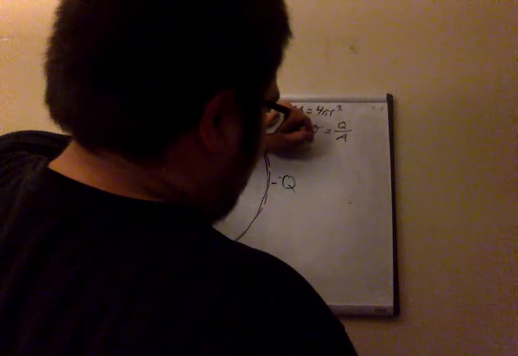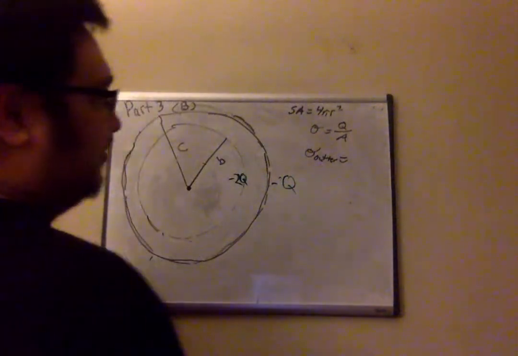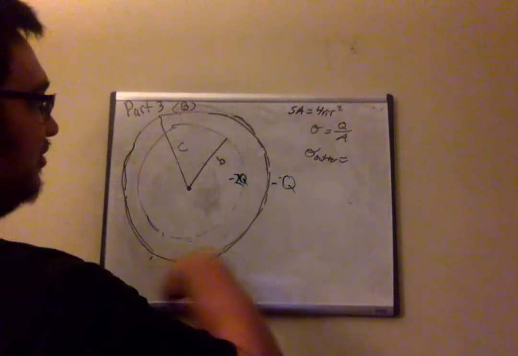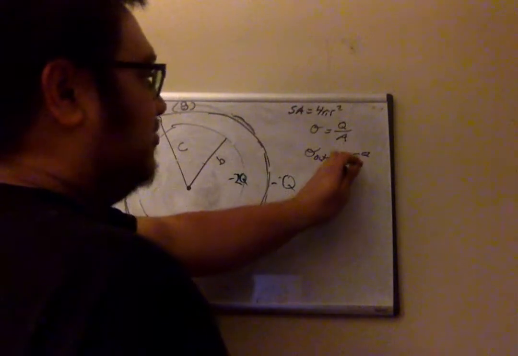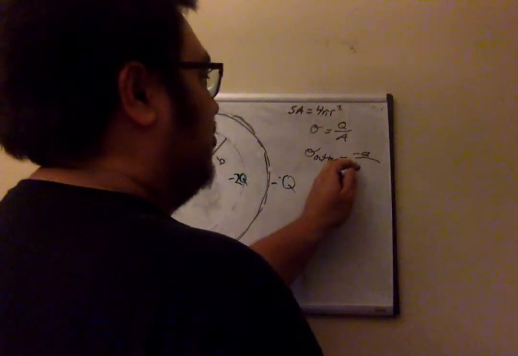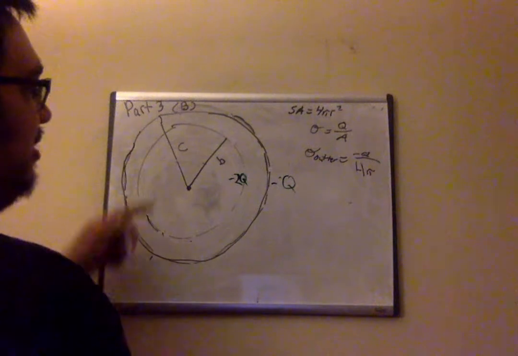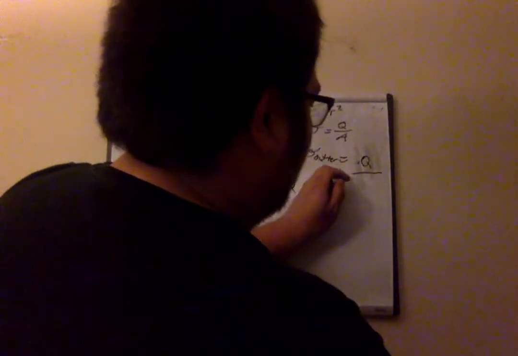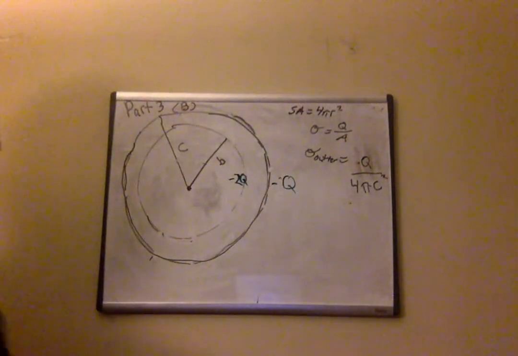So in this case, we want to find the charge density for the outer surface. For the outer surface, the total charge, remember, is negative q, divided by the surface area of this sphere, which is going to be 4 pi, and instead of r, our radius is c for the outside. So it's negative q over 4 pi c squared. That's the outer charge density.